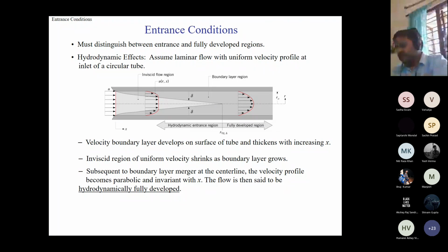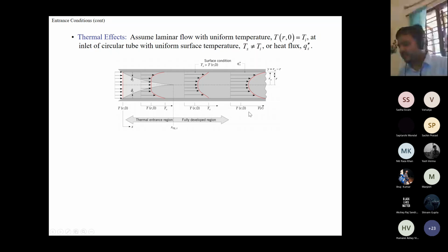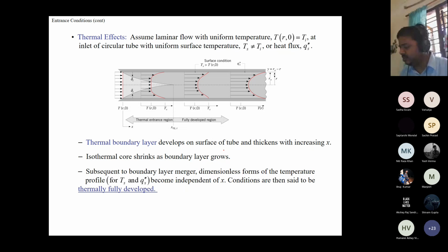Okay. So this we had already discussed. There is a distinction between entrance and fully developed regions. This is the hydrodynamic entrance region, as you can see over here. At the beginning, the core region remains constant, as you can see. This is the inviscid region, and then in fully developed flow, the flow doesn't change. But similarly, for thermal boundary layer, we saw that there's a thermal boundary layer that develops on the surface. It increases along X in this picture, but in our notes we have denoted it as Z.